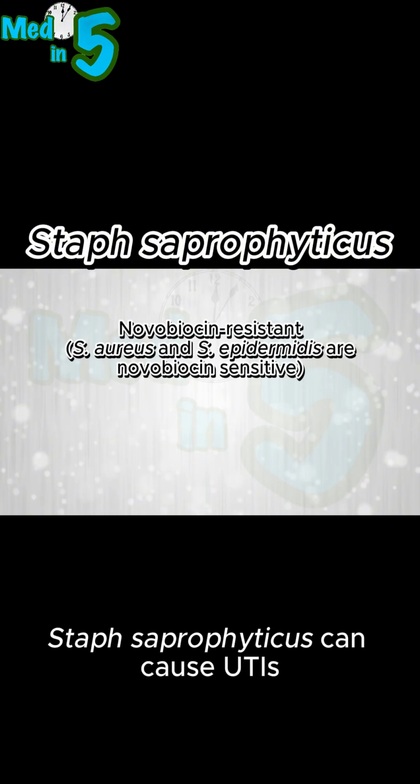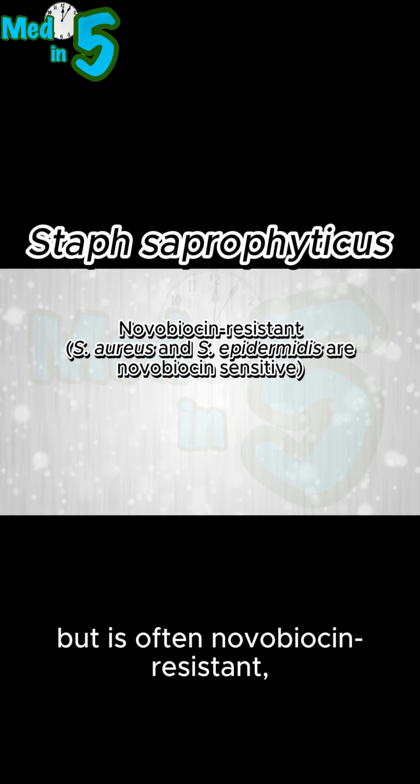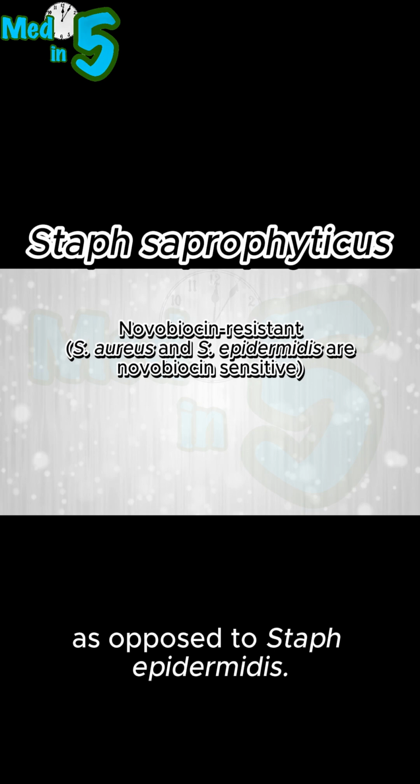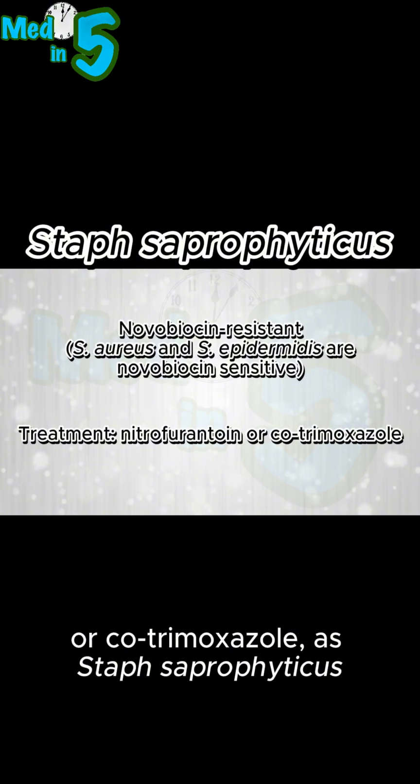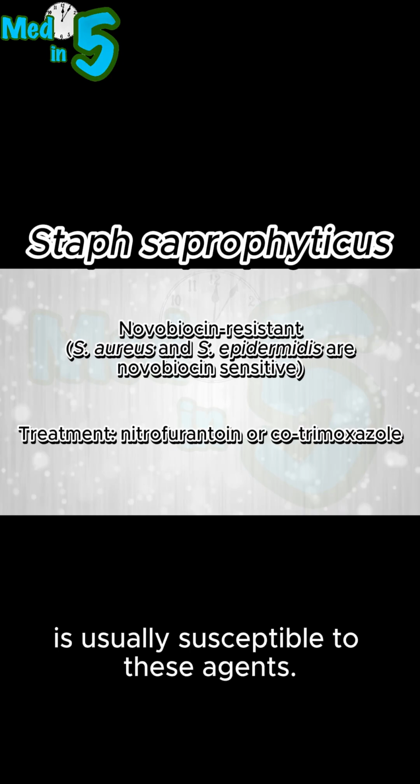Staph saprophyticus can cause UTIs, but is often novobiocin resistant, as opposed to Staph epidermidis. Treatment usually involves nitrofurantoin or cotrimoxazole, as Staph saprophyticus is usually susceptible to these agents.